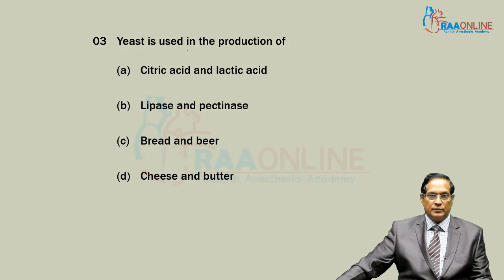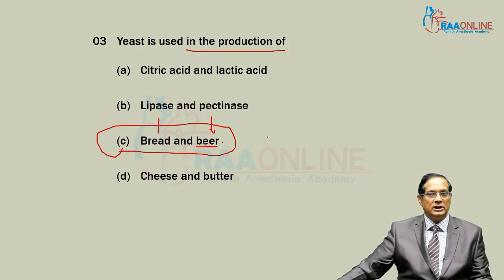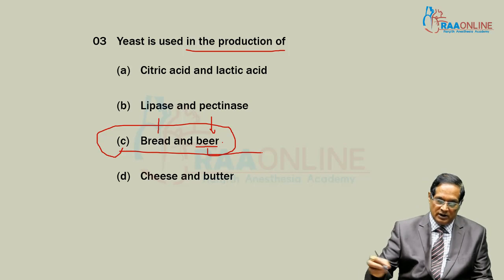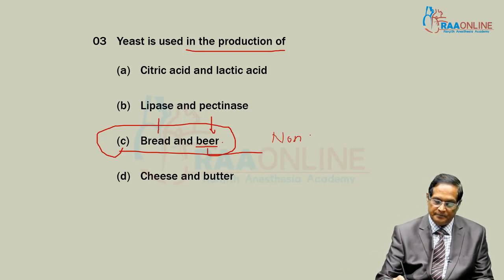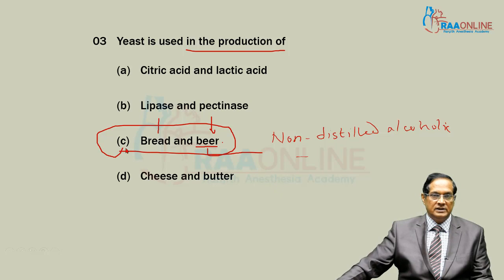Question number 3. Yeast is used in the production of bread plus beer both. In the previous question, I covered that it is used for bread industries as well as beer. Beer is an alcoholic beverage, kept under non-distilled alcoholic beverages. Beer and wine are non-distilled alcoholic beverages. So that's why this is the use of yeast.